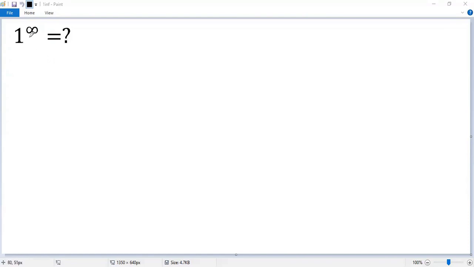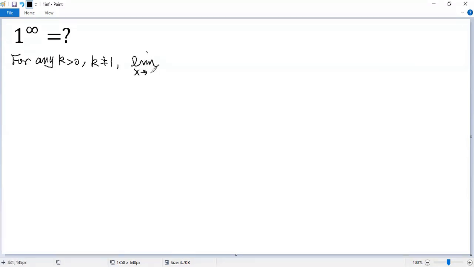What is the value of 1 to the power infinity? Using a limit, I will show you it can be any positive number, but not 1. So consider k. For any k greater than 0, but k is not equal to 1, let's consider the limit.